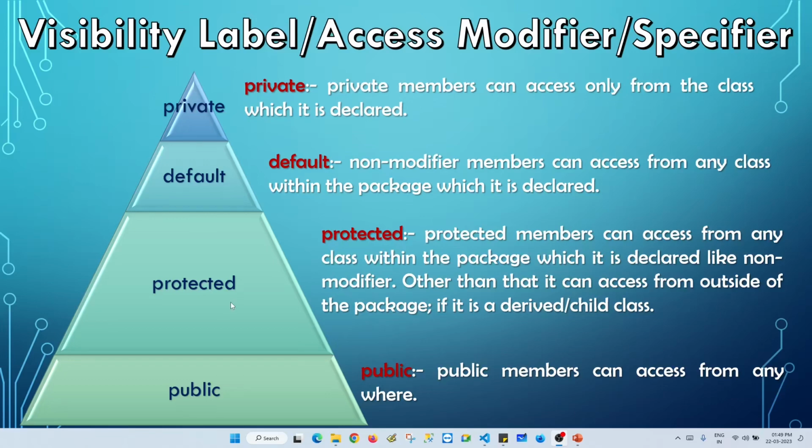Next one is protected. It will have more visibility. Same as default, from the same package or the same folder we can access from any file. Other than that, from a different package or a different folder it will also be allowed if it is inherited. If it is a child class, we can access the parent's protected variables directly. So it's getting more freedom.